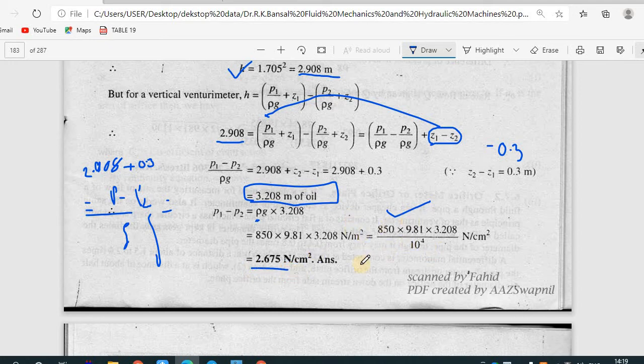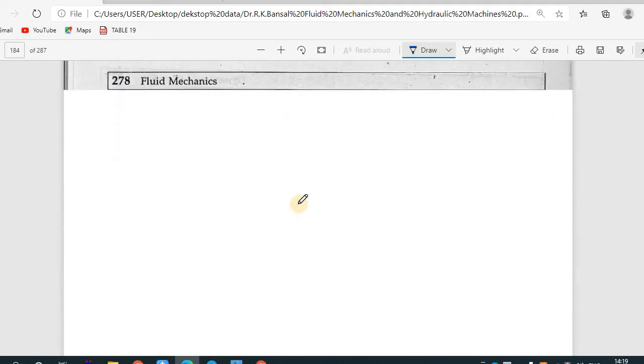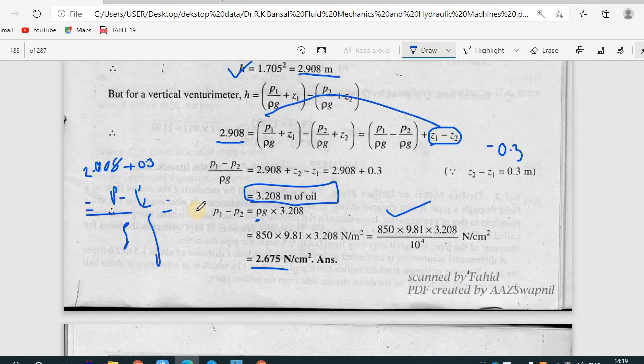This is in meter square. In order to convert this into centimeter square, divided by 10 to the power 4, so this will be 2.675 newton per centimeter square. Okay, so this is the first step.